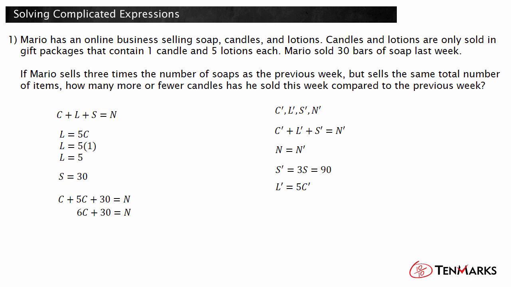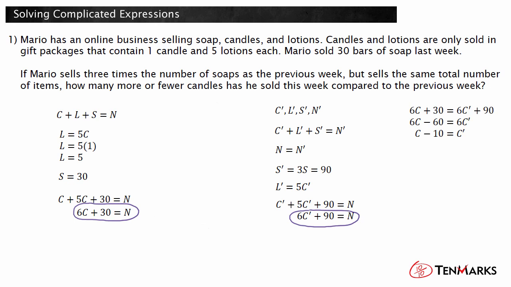It is time to substitute for the variables and rewrite the equation. After substituting for N prime, S prime, and L prime, the new expression is C prime plus 5C prime plus 90 equals N. So after simplifying, the expression will be 6C prime plus 90 equals N. Now you have two expressions with the same value N. So the two expressions are equal, which means 6C plus 30 equals 6C prime plus 90.